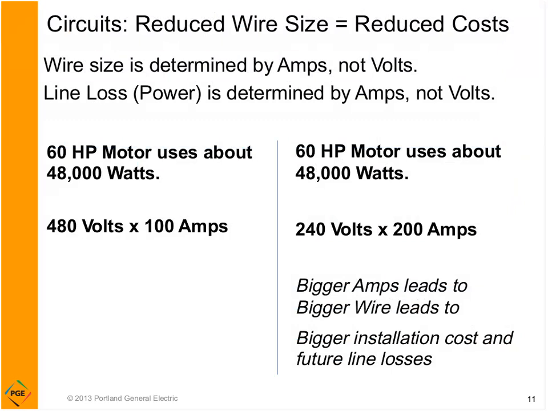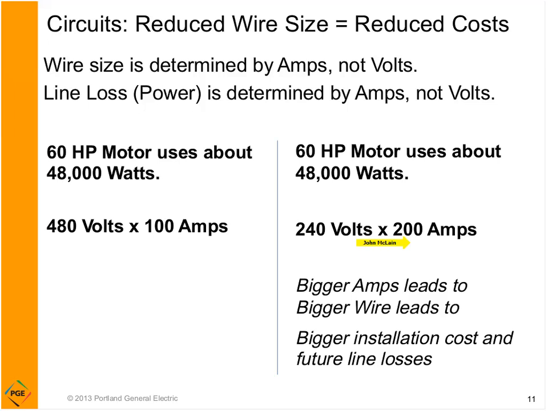So even though these will have exactly the same impact on the bill, they're both 48,000 watts times the number of hours of use, they can have different effects on installation costs. If this motor appears on the other side of the building from your panel where the service is, you may have a lot of feet of cable to serve this motor. If it's 100 amps versus 200 amps, 480 volts times 100 is 48,000. 240 times 200 is 48,000. This will be twice the wire size, at least.